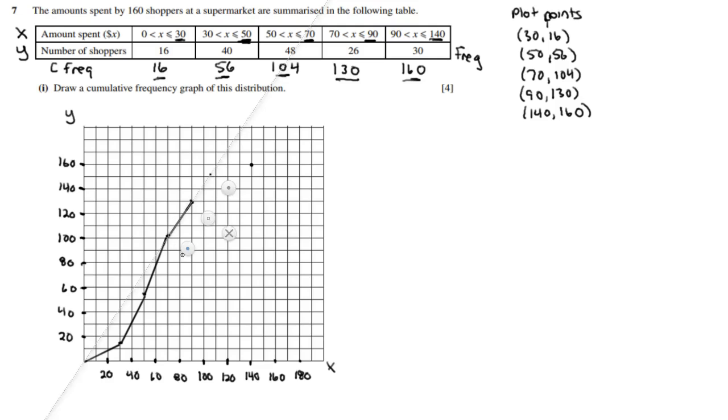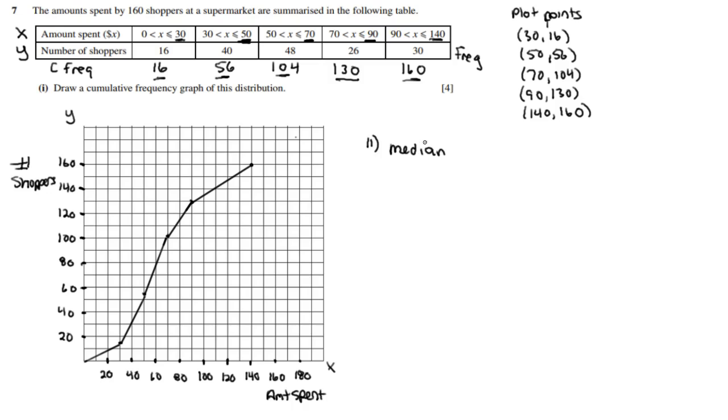And then you just connect these guys and try to make a straight line, unless they tell you to use a curve. All right? So make sure you label both axes. We got the number of shoppers and the amount spent, and don't extend the line further than the point, the information you have. And see, that gives us that.